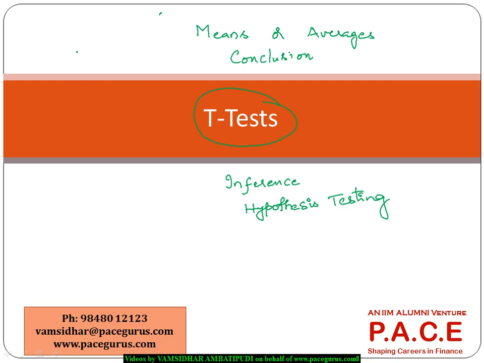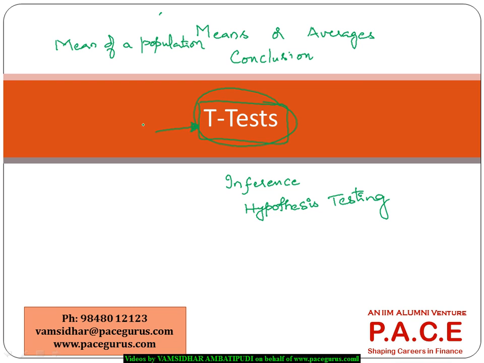Now, any inference about the mean of a population, we can do the testing using the t-test. T is a statistical distribution just like a normal distribution. So if our business requirement is to do some kind of testing with respect to the averages of a population, then we can use the t-test.